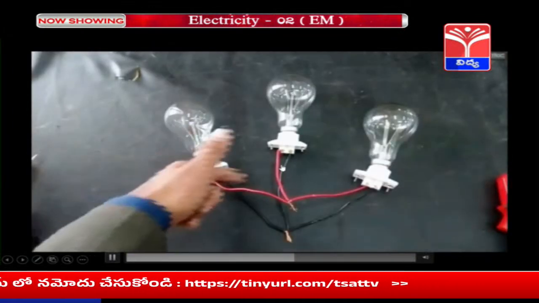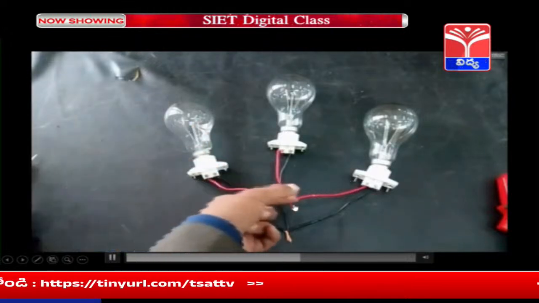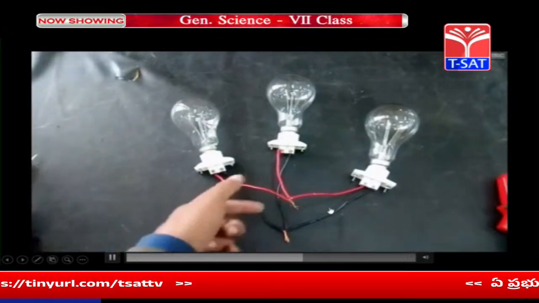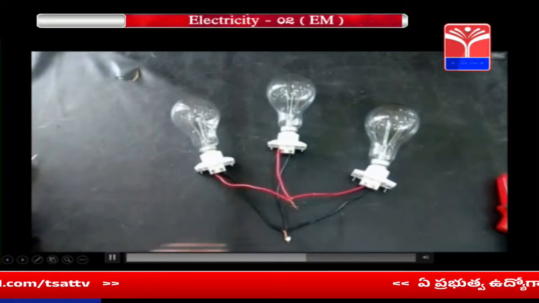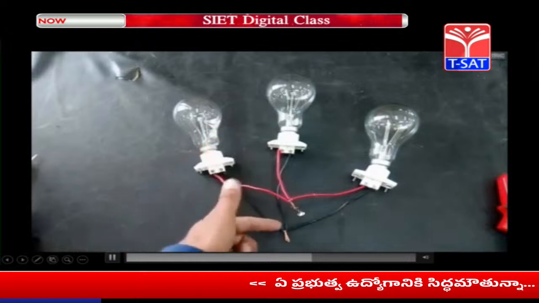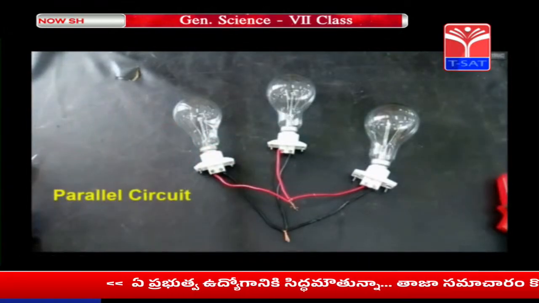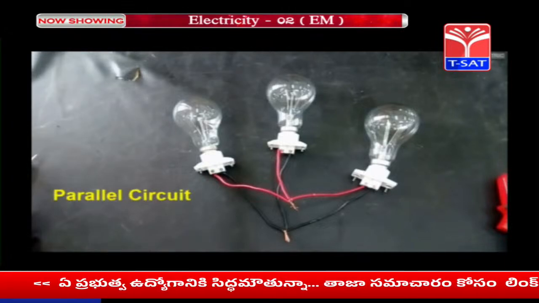Now, we connect the bulbs in parallel. All positive terminals are connected to a single point, and all negative terminals are connected to another single point. This black wire is called the neutral wire and the red wire is called the phase wire, generally the positive terminal. Now, this is the parallel arrangement of bulbs.